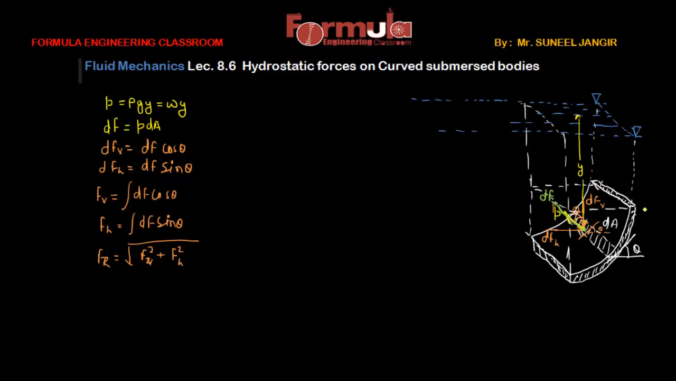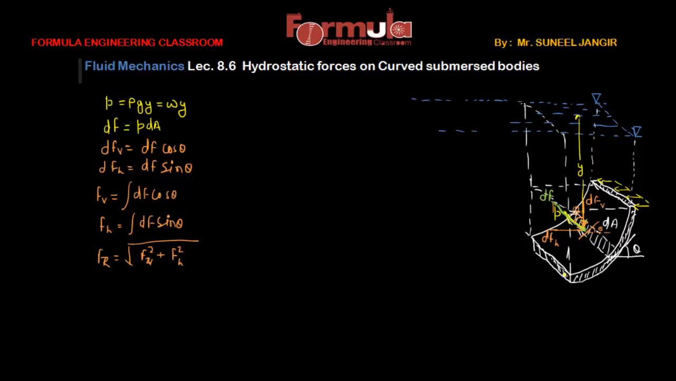Let's suppose that at this point there is some depth from the free surface, so there is some pressure intensity. Let's suppose this one, and this is at the same level, so it will be the same here. So this is the pressure intensity that is normal to this curved surface. As the depth increases, the pressure intensity also increases.